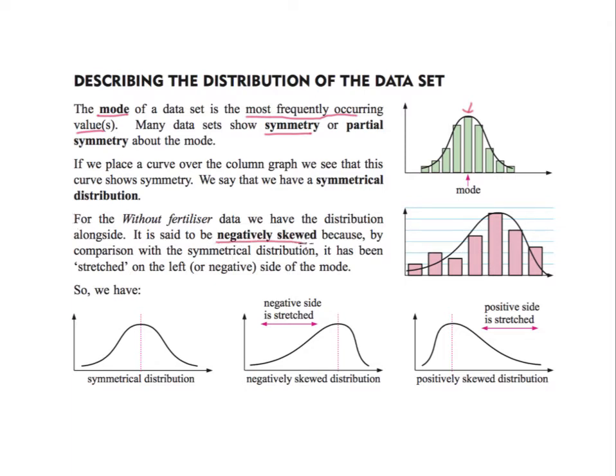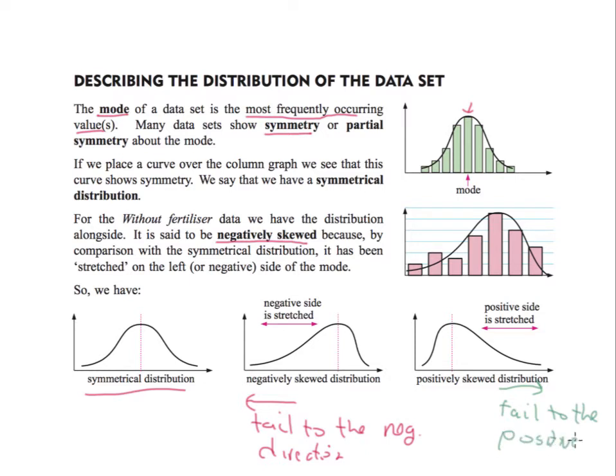Now notice normally the most common thing occurs at the tip of the symmetric graph. And so here is a symmetrical graph. The middle one is a negatively skewed graph. And notice that the tail goes into the negative direction. And here's a positively skewed distribution. So notice the tail goes to the positive direction.